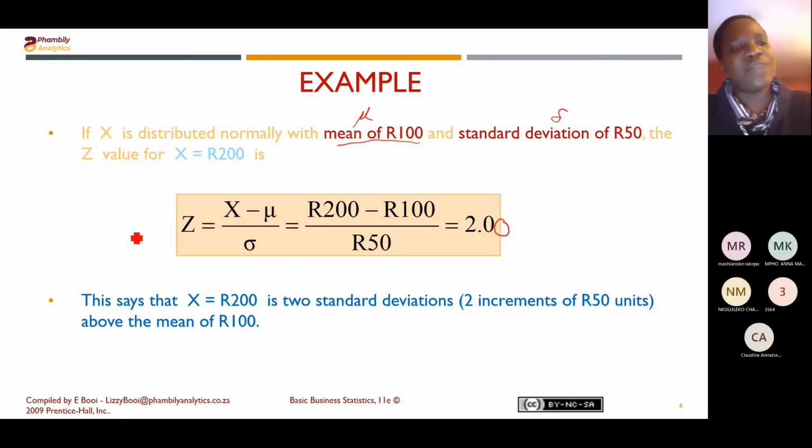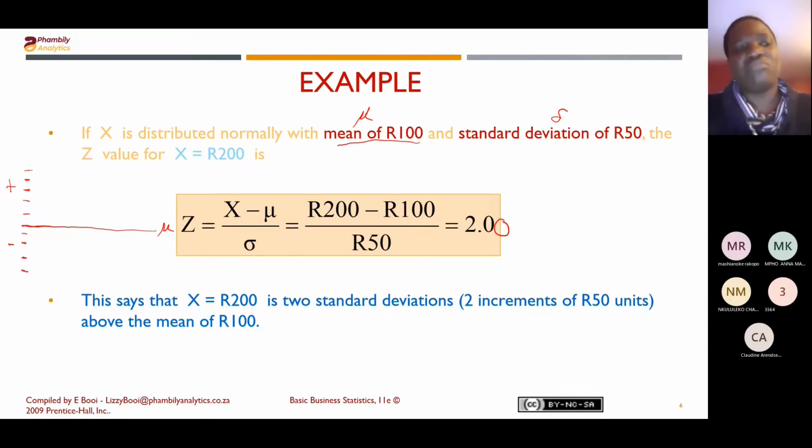So it means if we have different data points and this is our mean, at this point is one standard deviation, 2 standard deviations, 3, 4, 5 standard deviations, if there is such. If we're going up, it means it's positive. If we're going down, there are negative standard deviations: -1, -2, -3, -4.